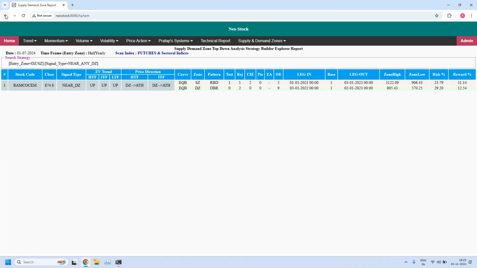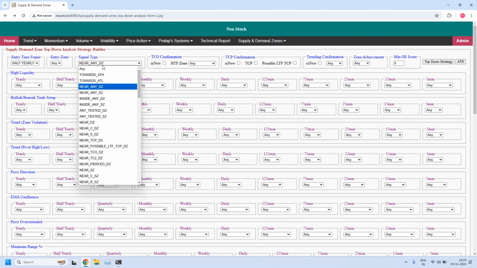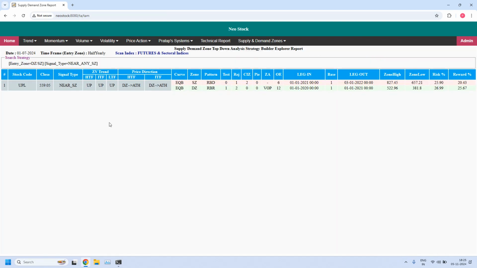Okay, let's proceed with the next report. For half-yearly time frame, let's find the stocks near half-yearly supply zone. One stock is filtered.